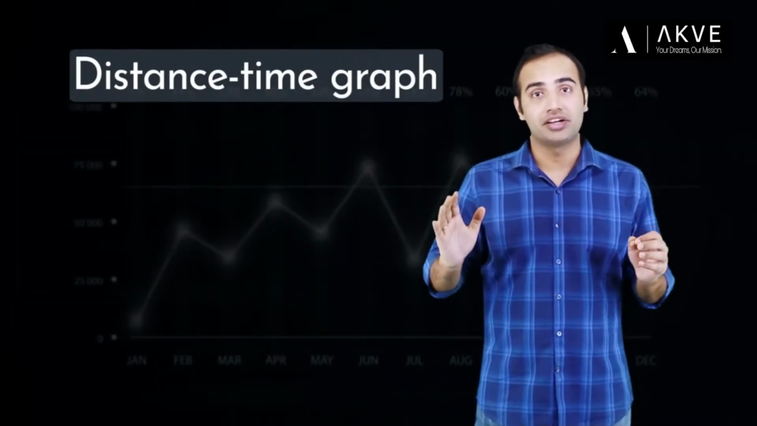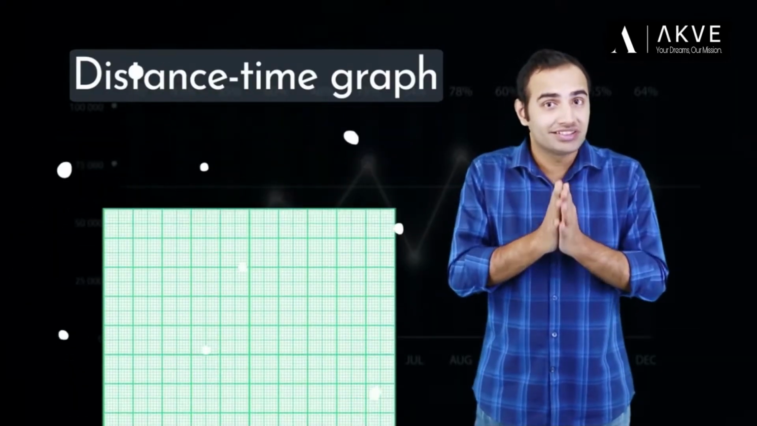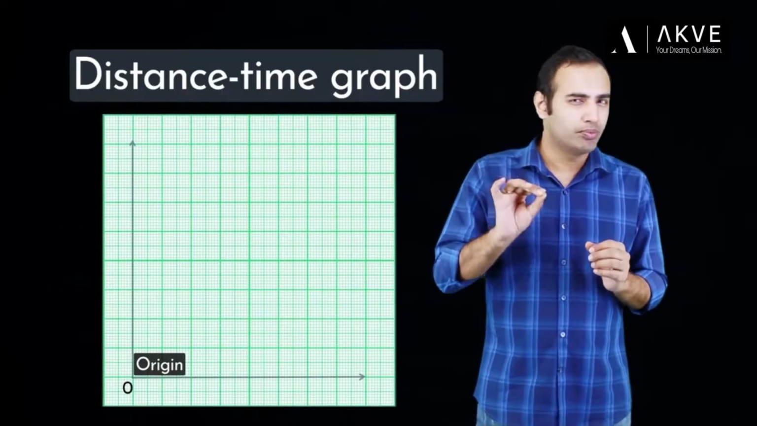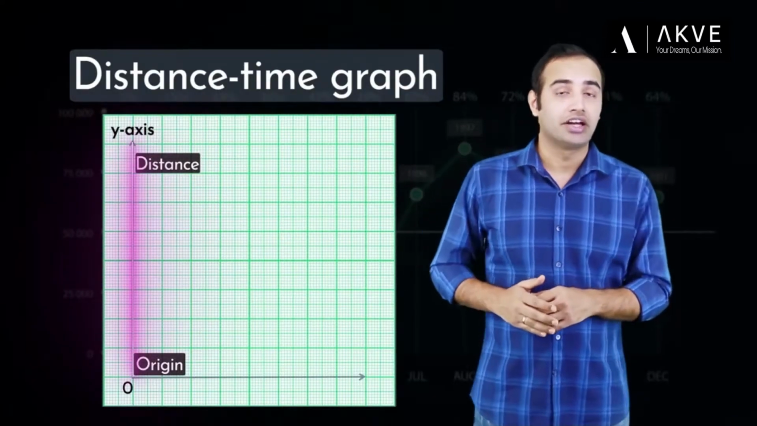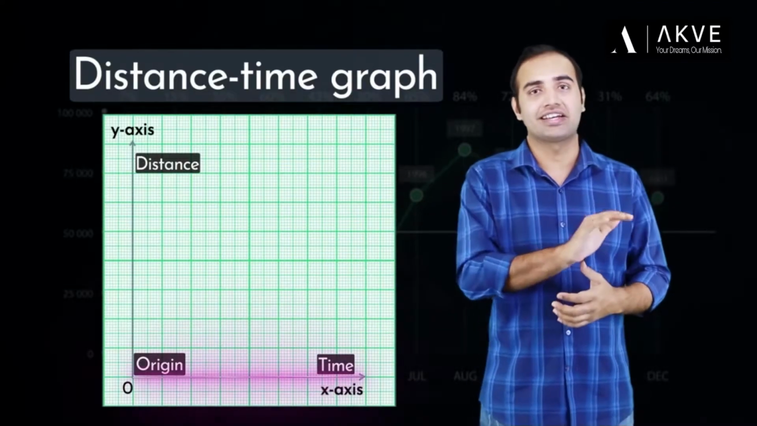So guys, as its name suggests, a distance-time graph shows the dependence of distance on time. Now because distance here is a dependent quantity, we plot it along the y-axis. And because time is an independent quantity, we always plot it along the x-axis.